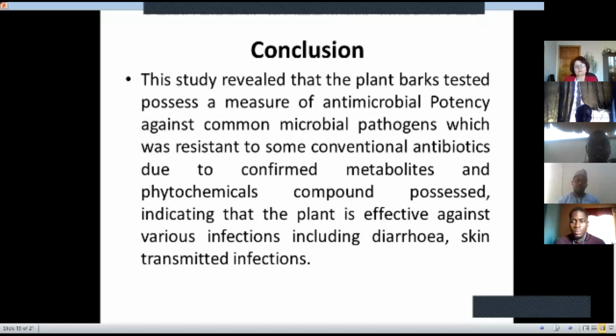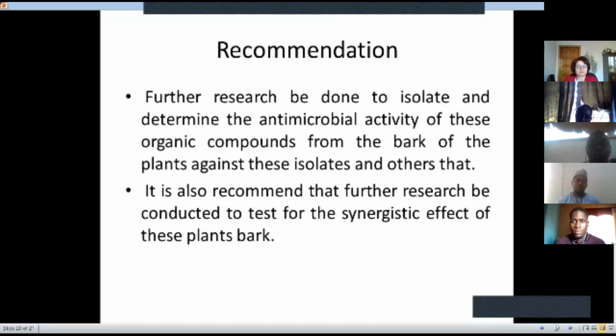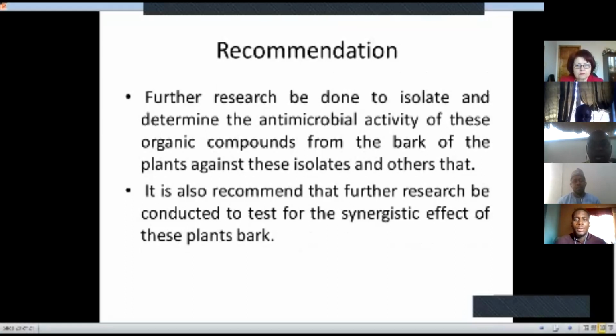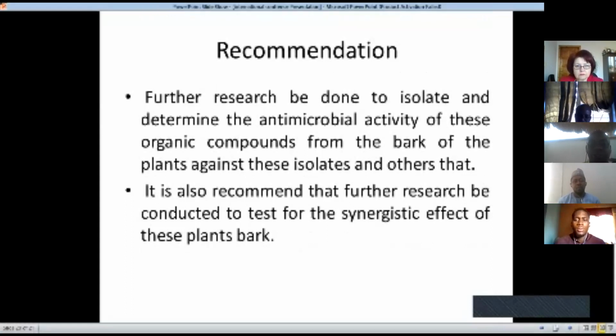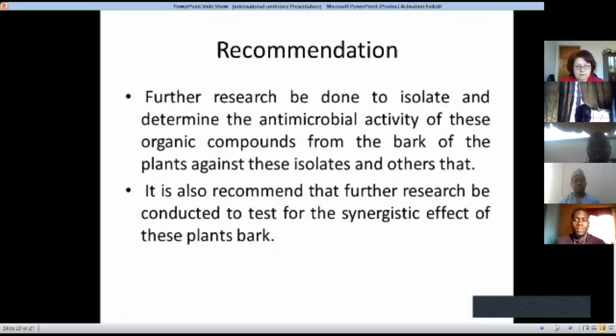Then in recommendation, further research can be done to isolate and determine the antimicrobial activity of those organic compounds from the bark of the plant against those isolates and others. It is also recommended that further research be conducted to test for the synergistic effect of the plant bark.